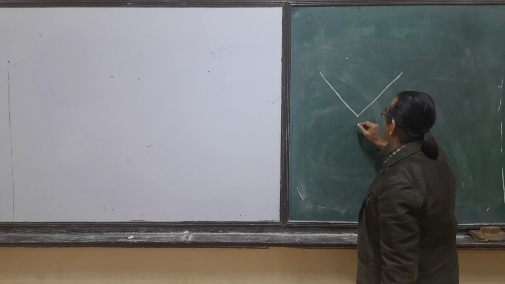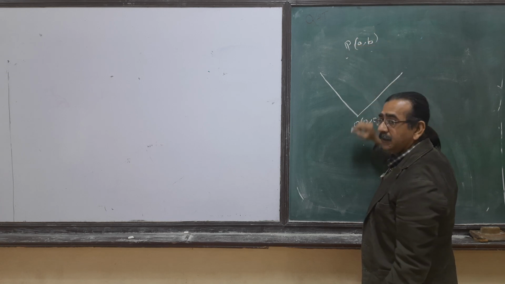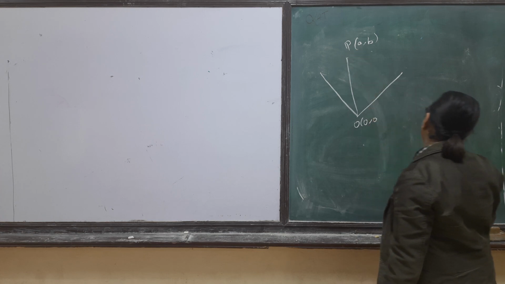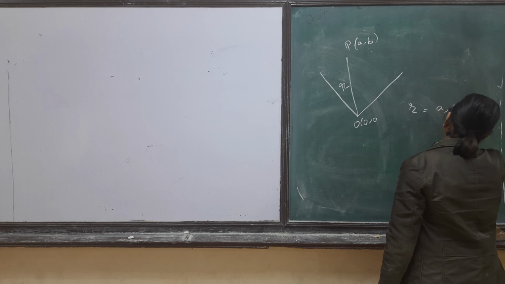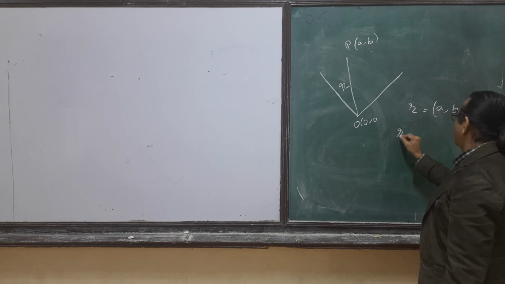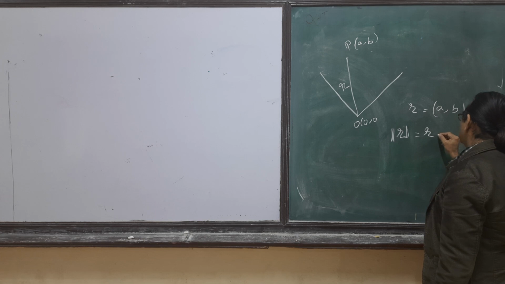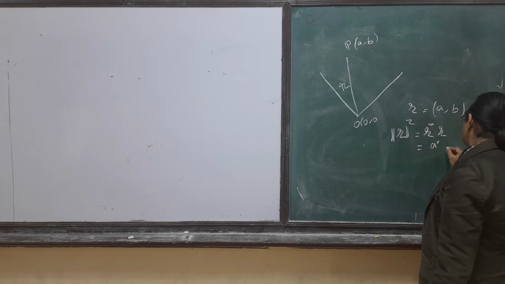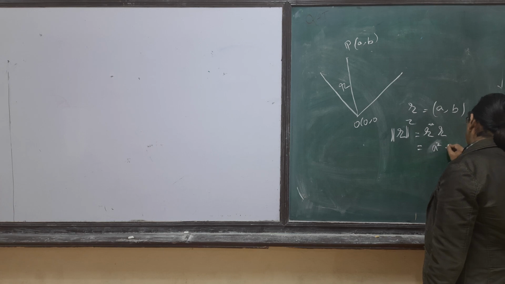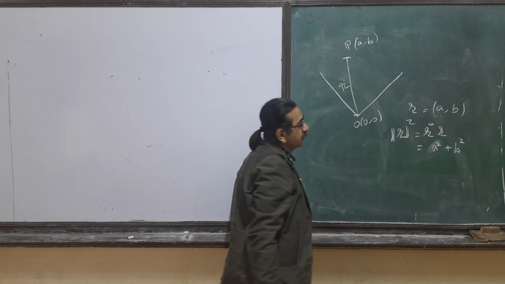We have noted that if O is 0, 0, P is A and B. This will be R, and this R will be A and B. And R magnitude will be R times R complex conjugate, and that will be A square plus B square. This is the length of R.